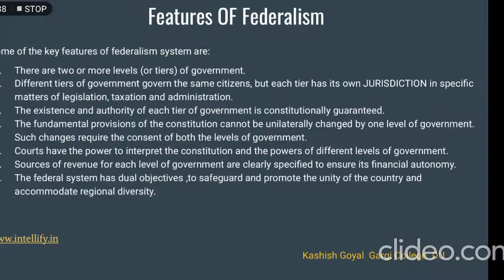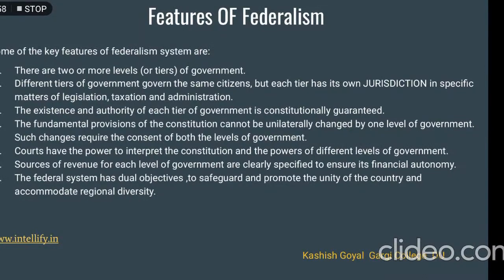Moving forward to features of federalism. Now we'll be discussing some key features of federalism. The first is that there are two or more levels of government, two or three tiers, like in India where we have a three-tier system, right? The power sharing is between different levels of government.